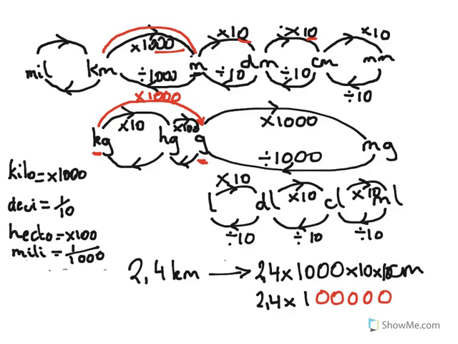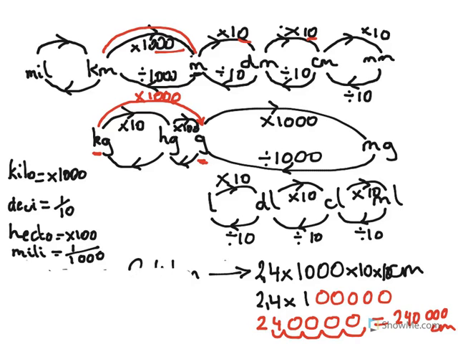So we move the decimal point 5 places backwards to make the number 5 times larger. So 2.4, moving the decimal point 1, 2, 3, 4, 5 places, gives us that 2.4 kilometers is the same as 240,000 centimeters.